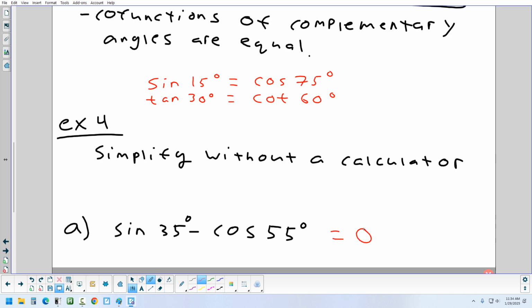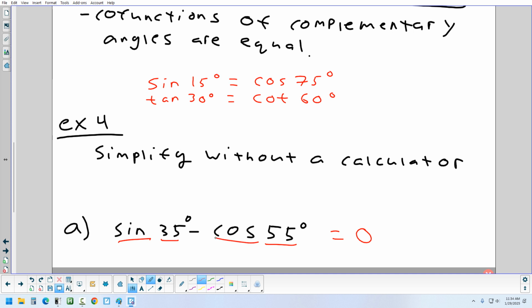Because 35 plus 55 is 90. Okay, so these are complementary. And what else? Sine, you put co before sine, it's cosine. Can you say that again? You put co before sine, it's cosine. Yeah, these are cofunctions.